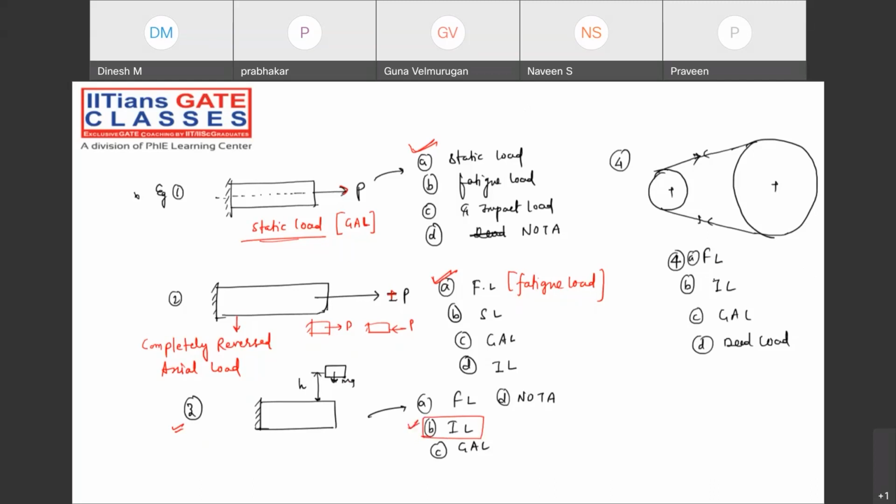The amount of load, Mg, is acting for a very, very short span of time. Suddenly it is going to hit this particular bar, right? So we need to consider the impact factor also. And that is what we consider in the what?